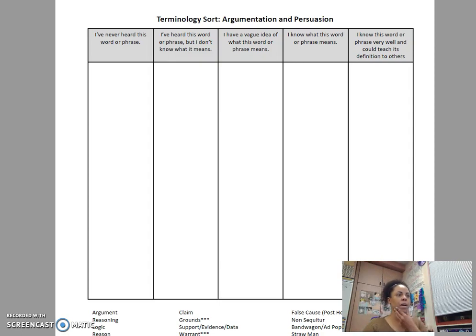All right, so our first lesson, I guess, is dealing with logic and how to identify logic and categorize it and all that. But before we get into all of that, I want you to do a quick self-assessment on your knowledge of argument and persuasion terminology. Okay, so that's what this chart is here. You should already have this chart.